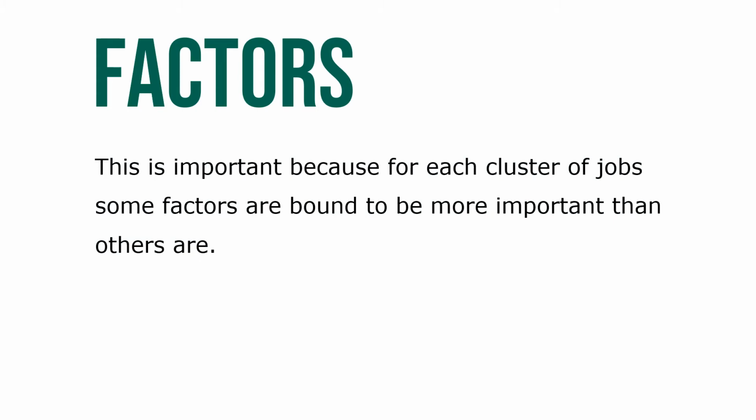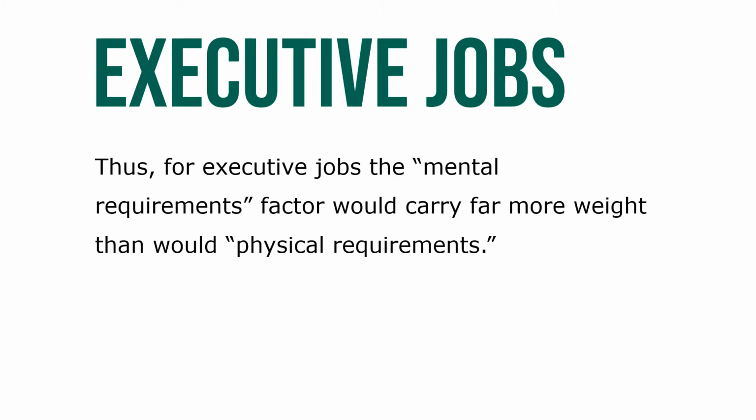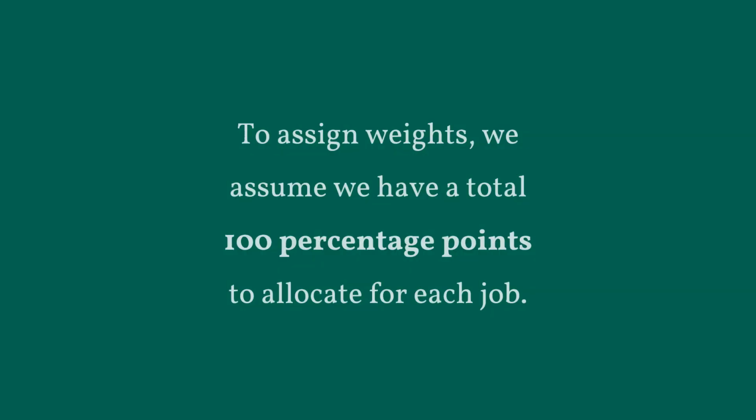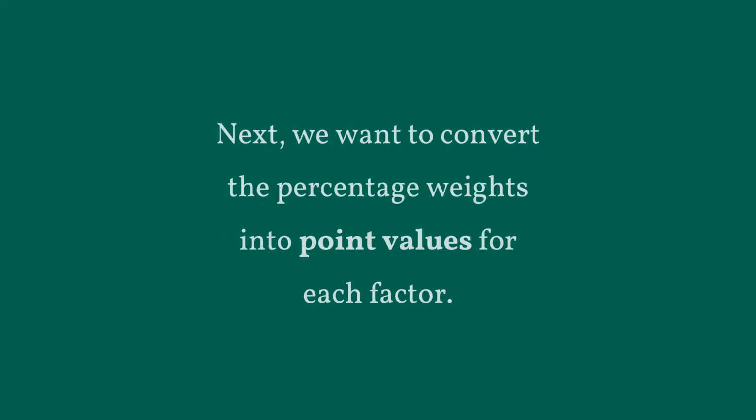This is important because for each cluster of jobs, some factors are bound to be more important than others. Thus, for executive jobs, the mental requirements factor could carry far more weight than physical requirements. As an example, you might assign percentage weights of 60% for the factor job complexity, 30% for effort, and 10% for working conditions. To assign weights, we assume we have a total of 100 percentage points to allocate for each job. Next, we want to convert the percentage weights to point values for each compensable factor.